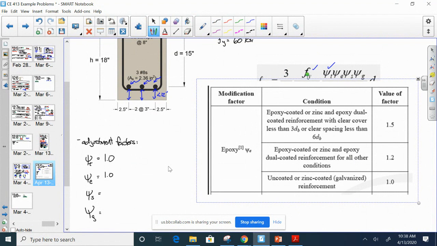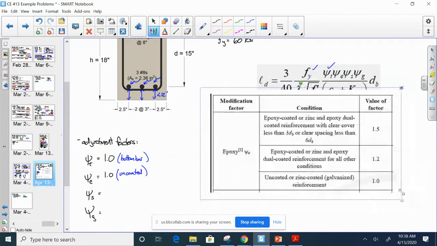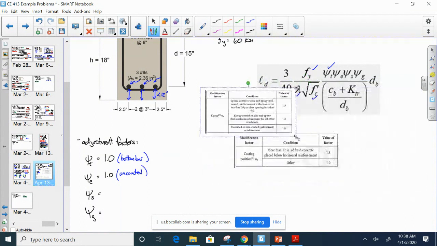In fact, I'm going to put here some reasons. I'm going to say this is a bottom bar because that covers less than 12 inches. I'm going to say this is uncoated. The problem said that we were using uncoated bars here. If they were coated, we would just look at these conditions and determine accordingly. All right. Let me make that one a little smaller, get it out of the way.